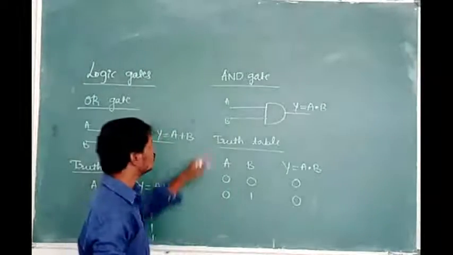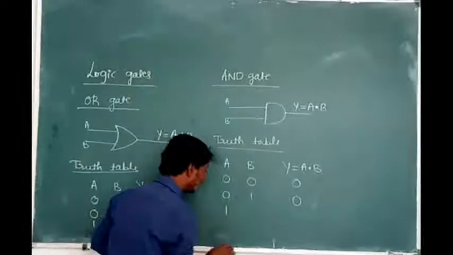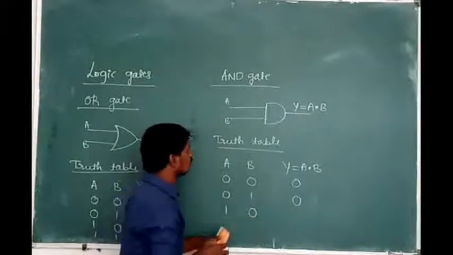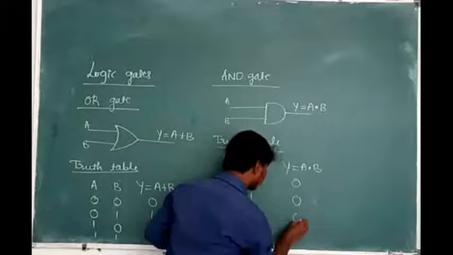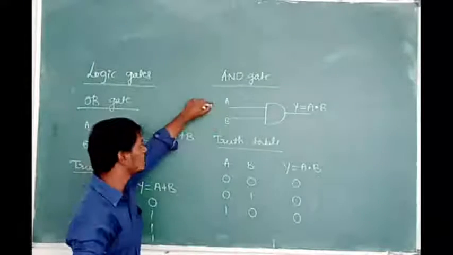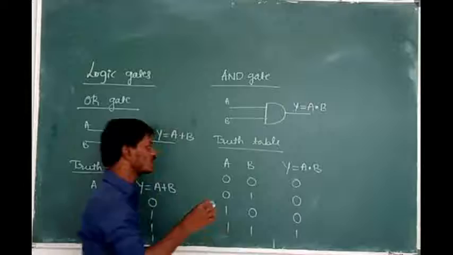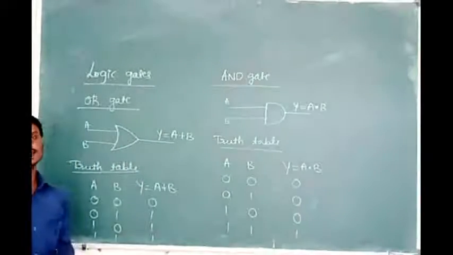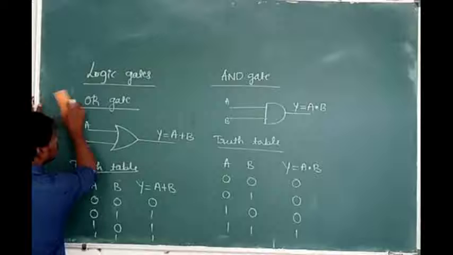Next, if A is high and B is low, what about 1 and 0? Sorry, 1 and 0 is 0. Next, if both are high, that means A is 1 and B is 1, then 1 and 1 is 1. It is the truth table for which gate? The AND gate. Then next we are going to discuss the NOT gate.